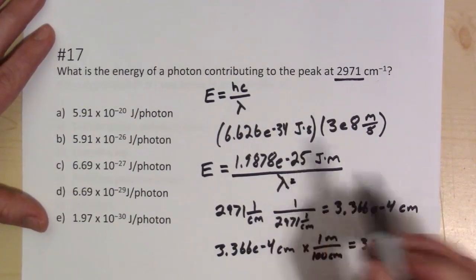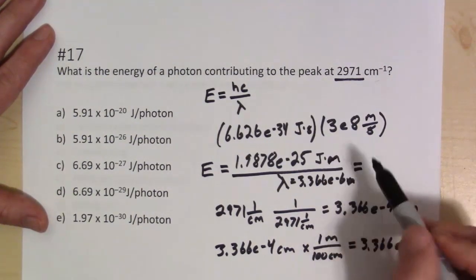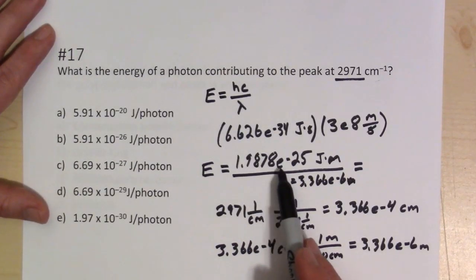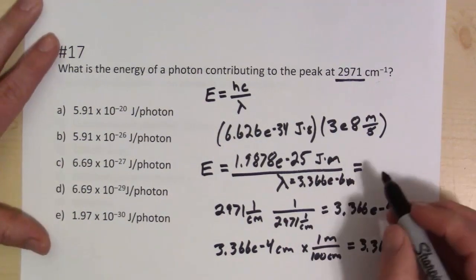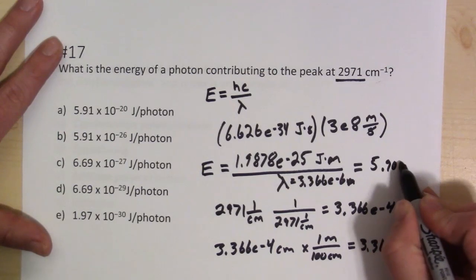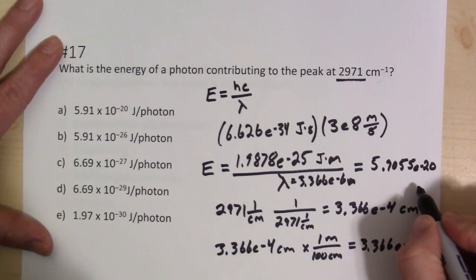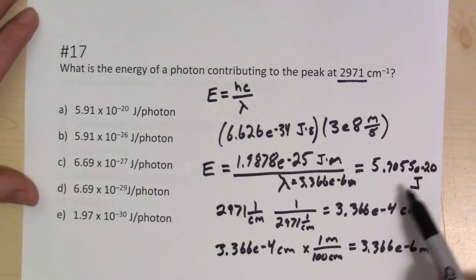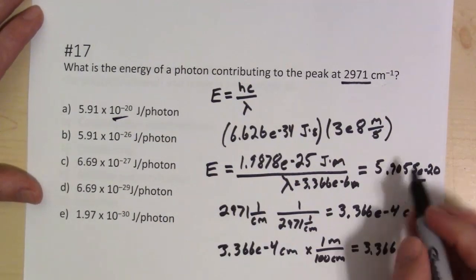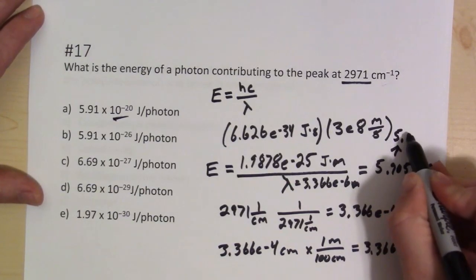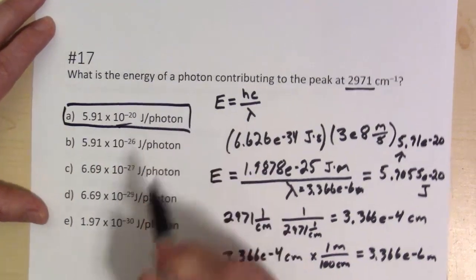When we plug that value in here, the meters are going to cancel, so we divide 1.9878 times 10 to the negative 25th joule meters by 3.366 times 10 to the negative 6 meters. That is going to give us 5.9055 times 10 to the negative 20th joules. So 10 to the negative 20th matches with this. That's really the only one that's anywhere close to that. And if we round this number, 5.91 times 10 to the negative 20th joules. So our answer here is A.